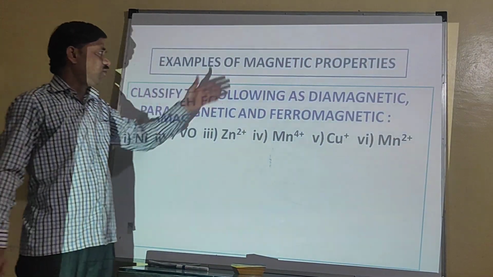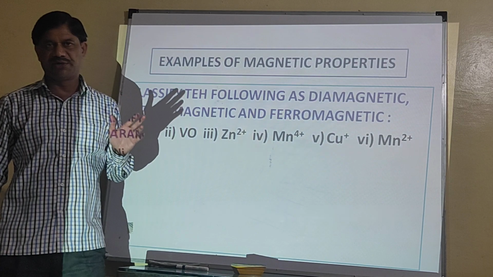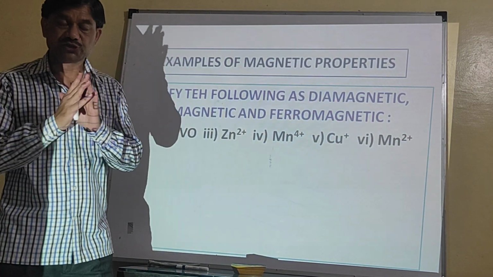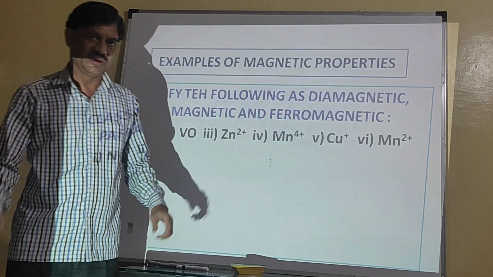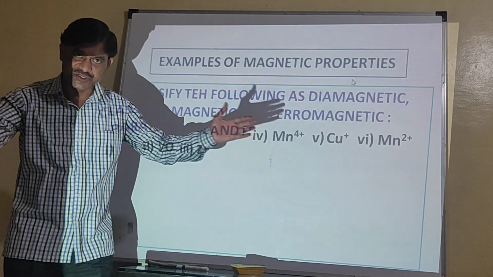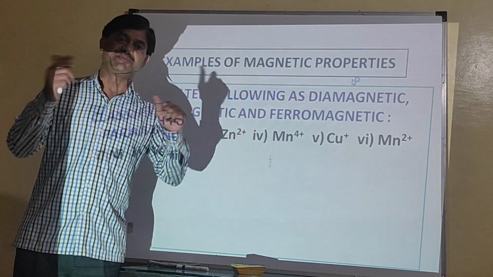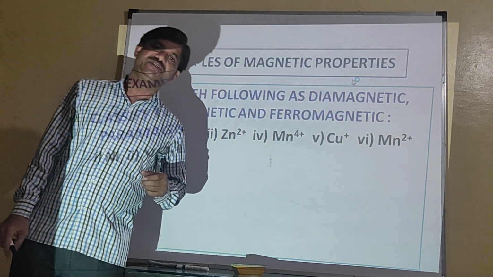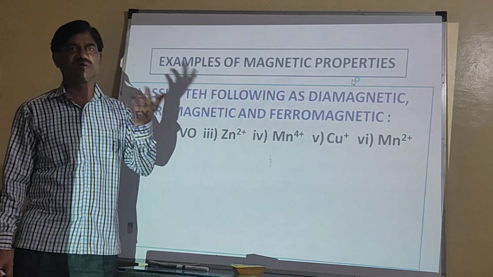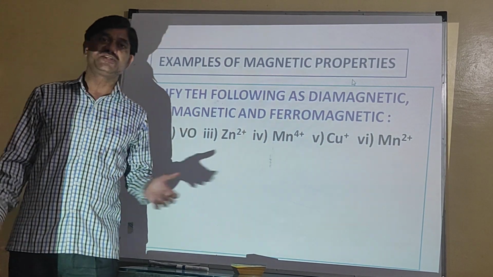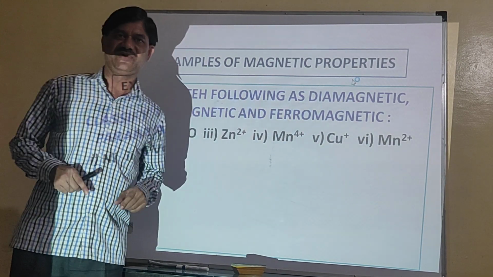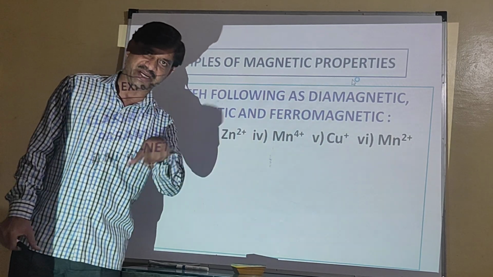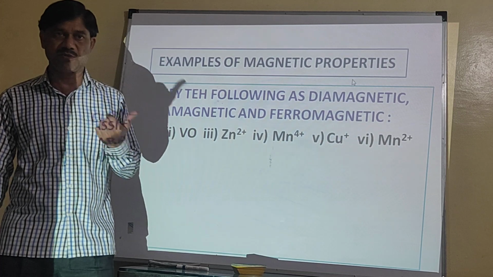So remember what we discussed here? Different phenomena. Diamagnetism: the substance is weakly repelled, there is no unpaired electron. Paramagnetism: the substance is weakly attracted, there is at least one unpaired electron. What about ferromagnetism? The species has a large number of unpaired electrons, it is strongly attracted in a magnetic field, and it can be permanently magnetized.